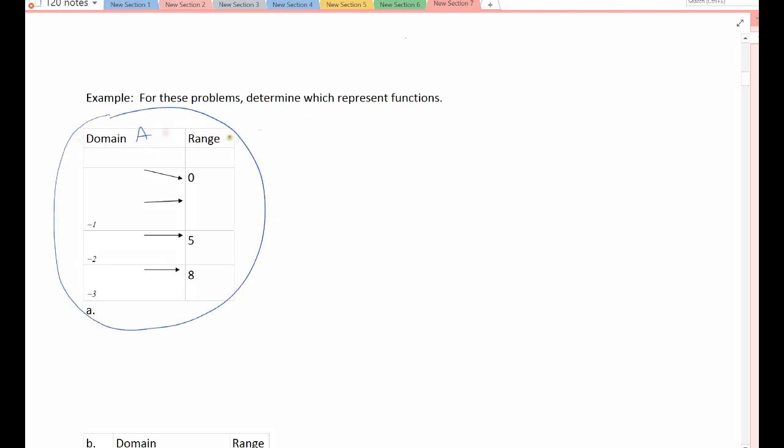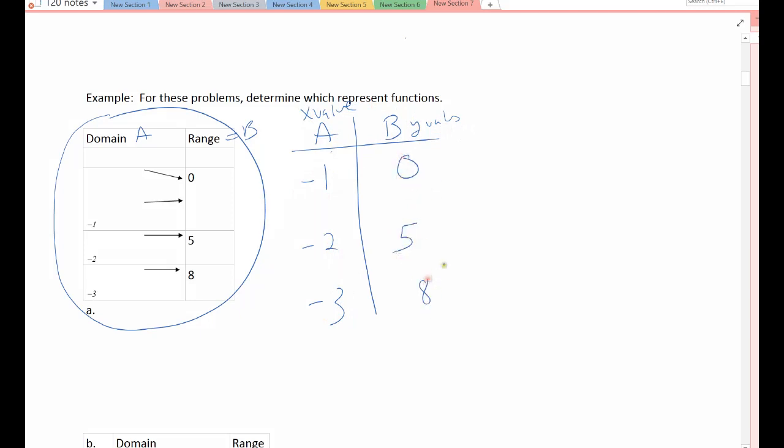So I'm going to call my domain A, my range B. And so I have this table, this relationship between set A and set B. My A is my x values. B would be my y values. What it means here is set A is -1, 2, -3. Set B is 0, 5, and 8. And then it has arrows. -1 has two arrows. It's got an arrow going to 0, and it's got an arrow going to 5. 2 has one arrow going to 5. -3 has one arrow going to 8.